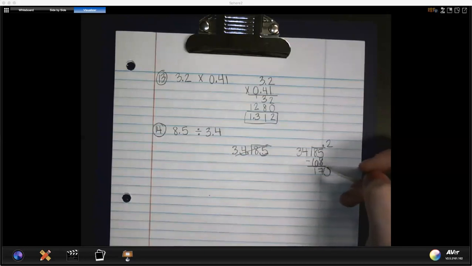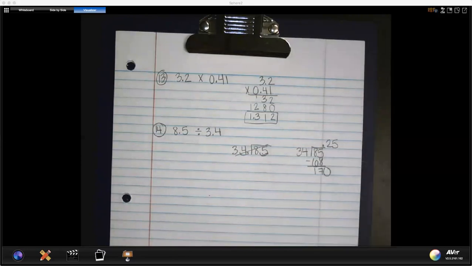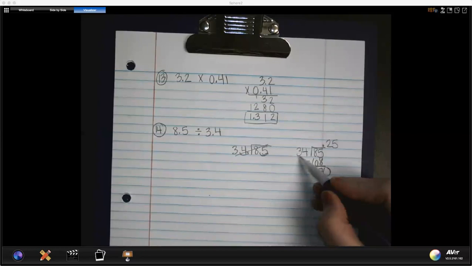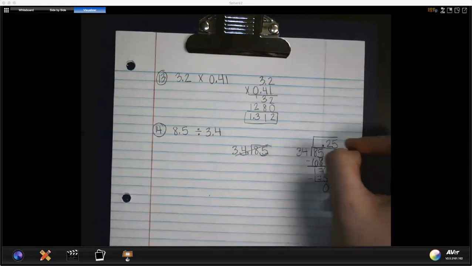Close. Not 14. It's 5. 34 times 5 is 170, which gives us that. So your answer is 0.25.